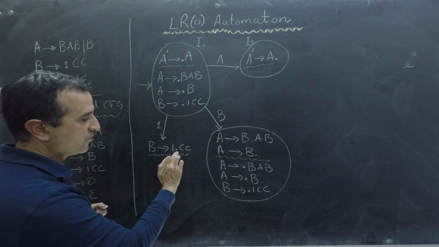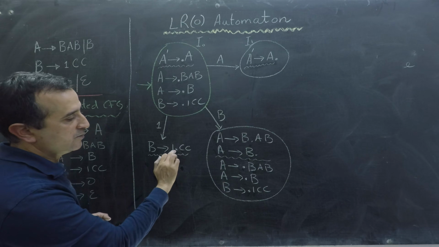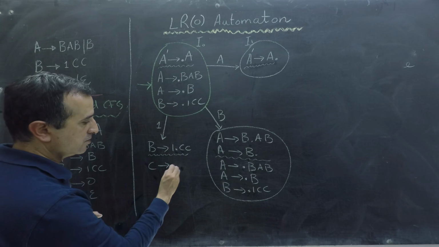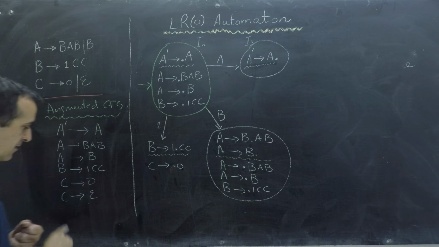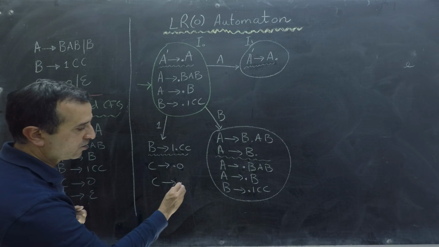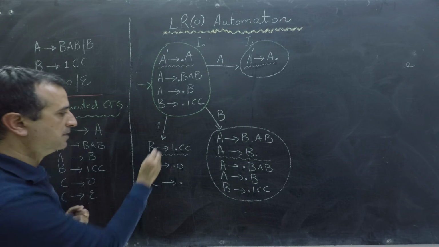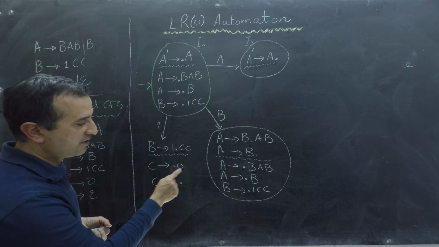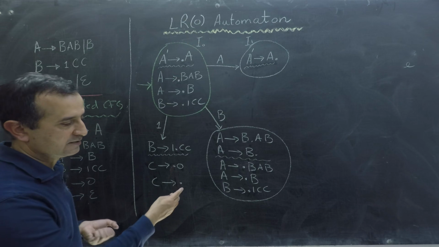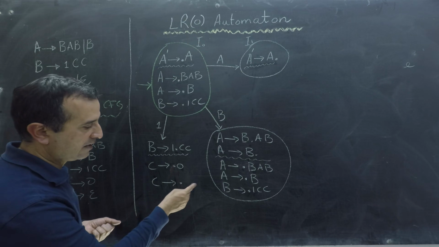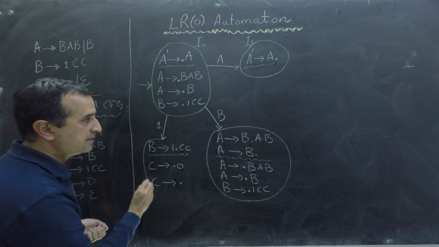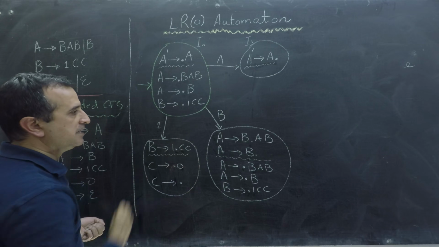So I have to add all the productions of C here because dot is before C. So I will write here C goes to dot 0, and for this production C goes to epsilon, I will simply add C goes to dot, no epsilon. And because dot is before 0, which is a terminal, I can't add any more productions, and here we only have a dot, nothing after the dot, we can't add any more productions here. So we are done with this state of our DFA.